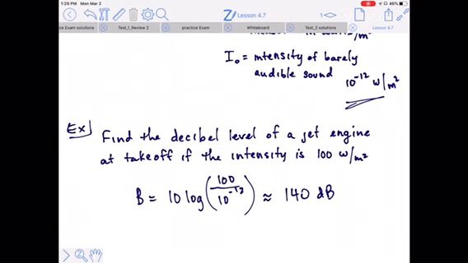Which is pretty dang loud, damaging to the human ear. You wouldn't want to be around a sound that loud without ear protection. So those are just some examples of how logarithmic scales can help scientific measurements.